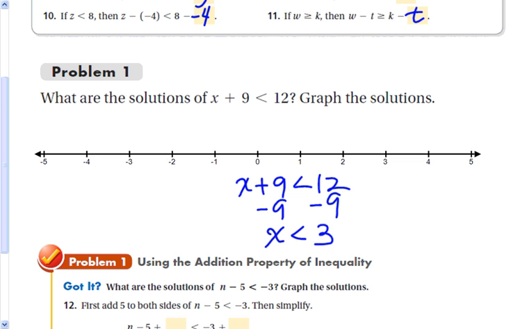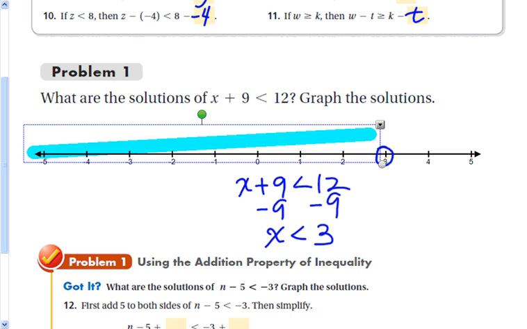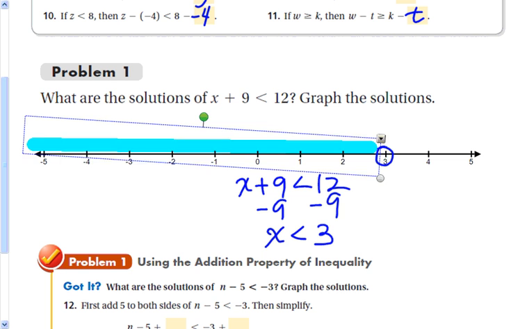Now when I graph this, since x is less than 3, 3 is not included in the solution, so I'm going to put an open circle at 3. And then I'm going to shade all numbers that are smaller than 3. And that would be numbers like 2, 1, 0, -1, and so on, and then keep going. Anyway, you get the idea.